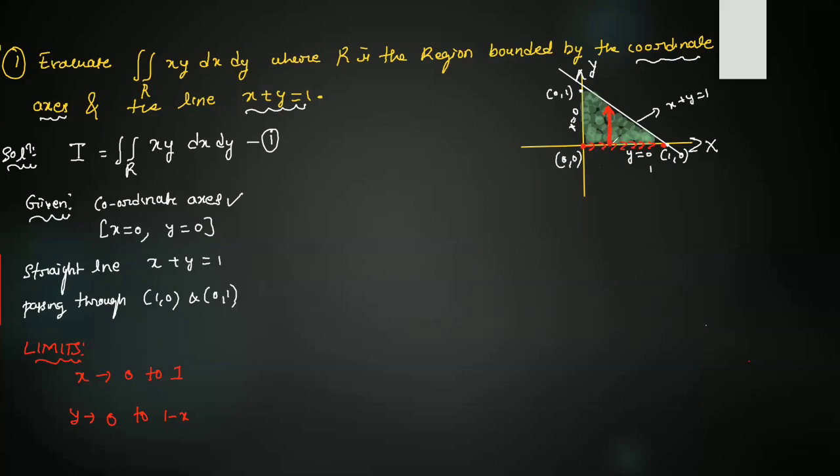When you draw this vertical strip, check what is the lower boundary of this strip. This is the line which is the lower boundary, and this is the line which is the upper boundary. What is the equation of this boundary? Y is 0. What is the equation of this boundary? Y is equal to 1 minus x. That's what I have written. I hope it is clear for everyone.